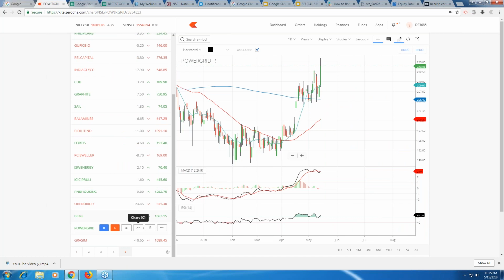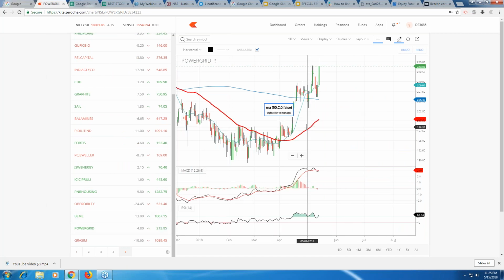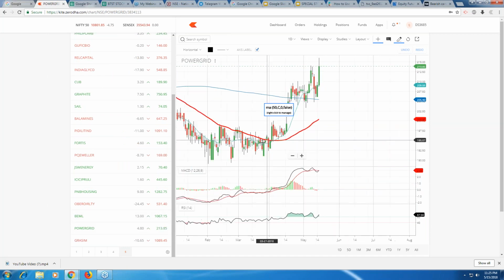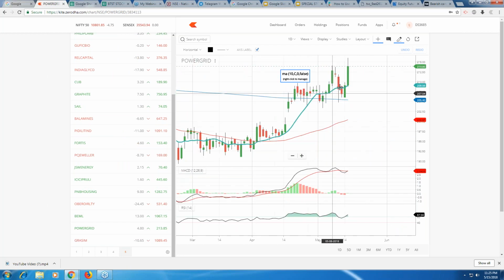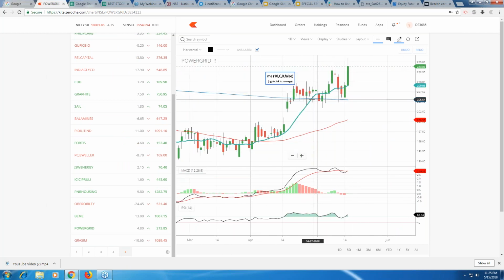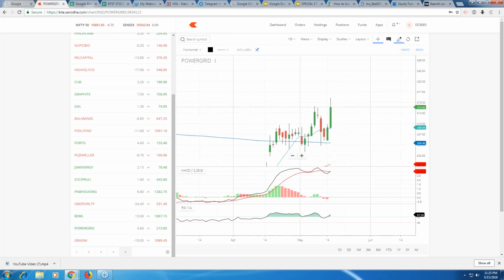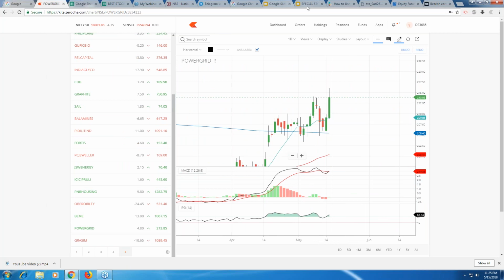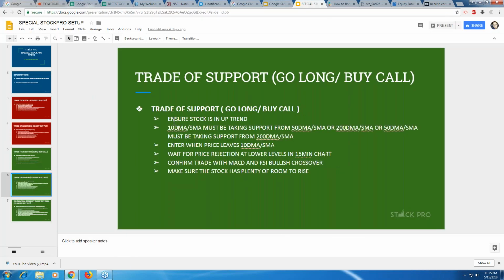Look at Power Grid, a powerful trade, right? It struggled for quite some time on this moving average, the 200 moving average, and then took a support and went up. That is what our next slide is, trade of support, right? Trade of support.